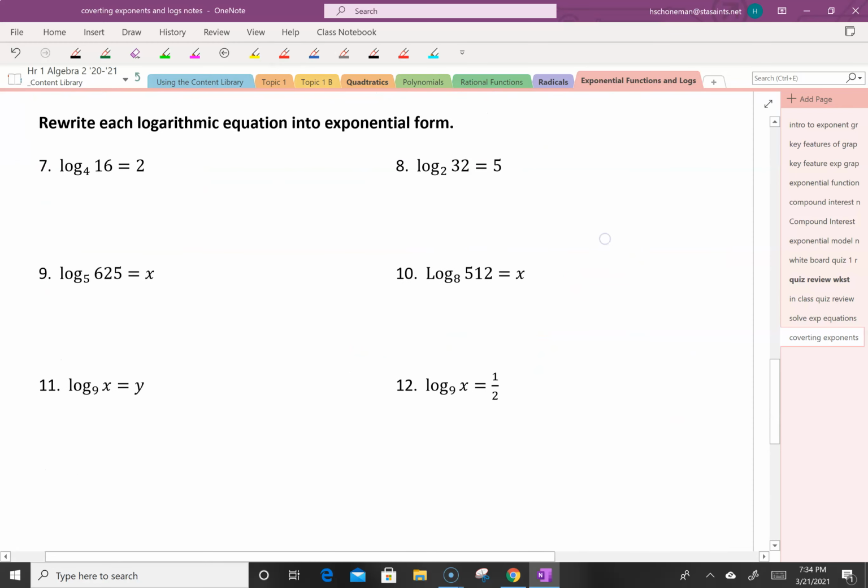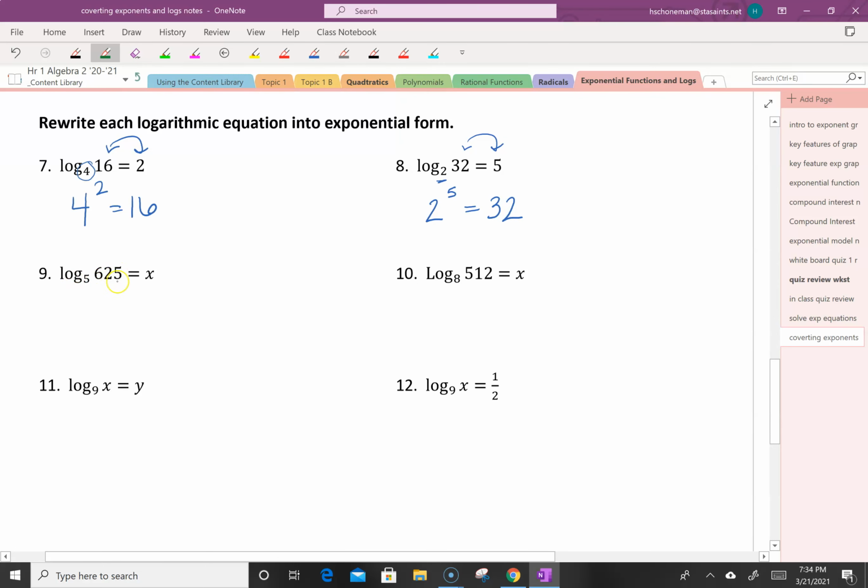All right, now this time, given the log, we're going to write the exponent. So remember, this number down here is the base. So we have 4, and then these get switched. The 16 and the 2 get switched. So 4 squared equals 16, and that's true. So 2 is my base. So I have 2, these to the 5th, these switch. So 2 to the 5th equals 32. That's true.